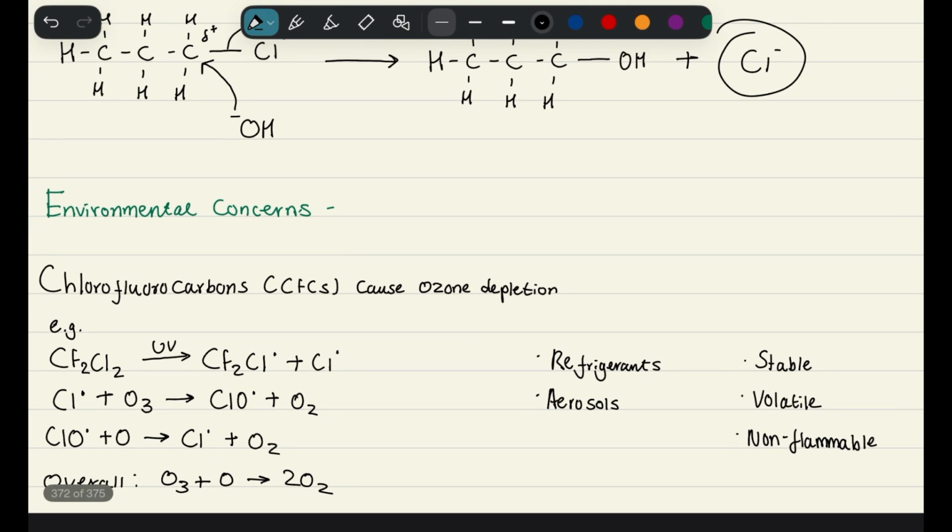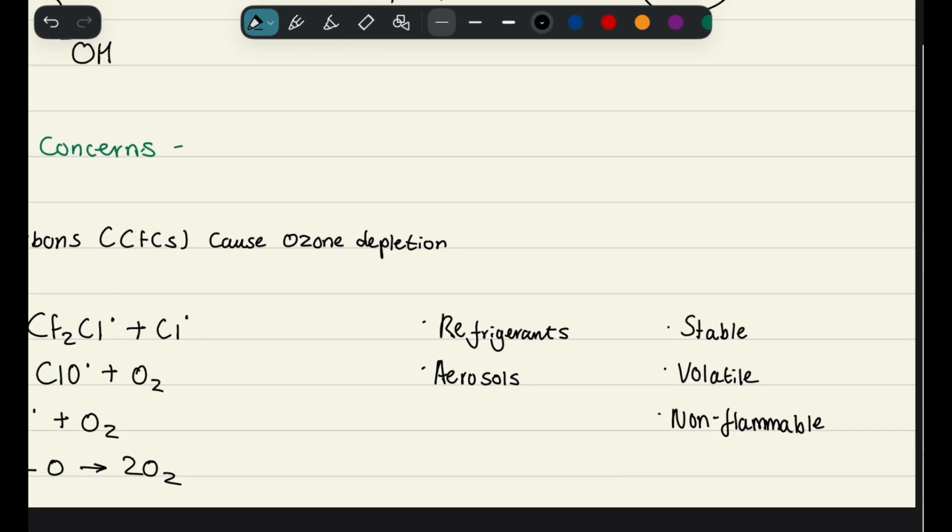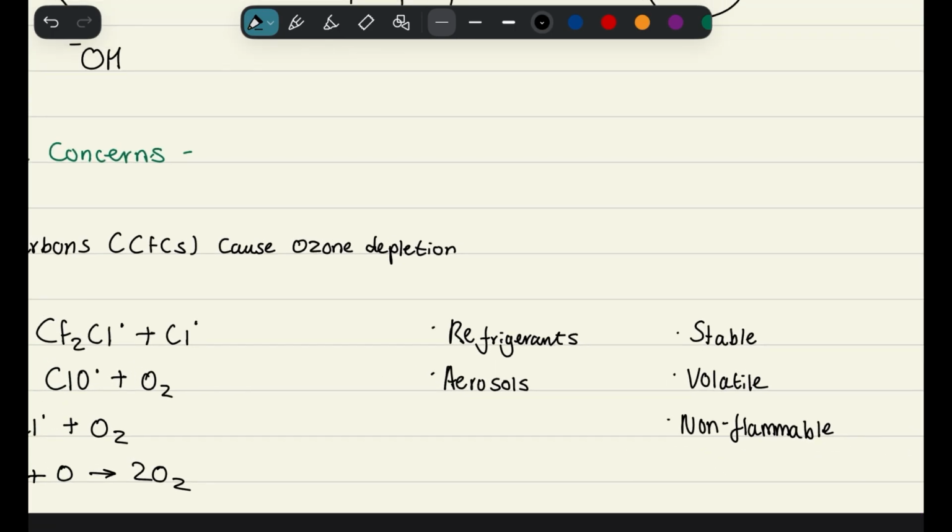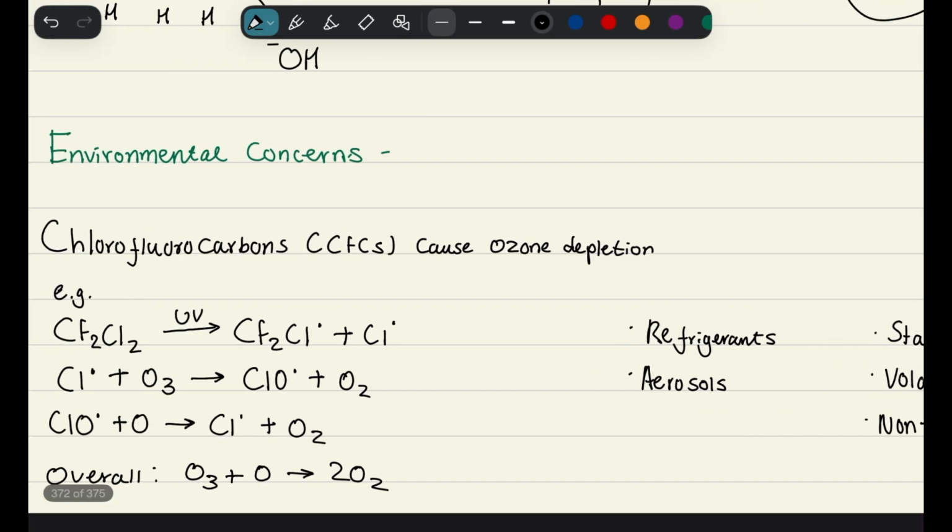Very important. Last thing is just to talk about environmental concerns. Really, nothing again too major, and to be honest not something that comes up too often, but very important to know nonetheless, is your chlorofluorocarbons. Chlorofluorocarbons cause ozone depletion. You can see here some of the uses: refrigerants, aerosols, propellants. Just stick to those and you'll get it in the exam. The reason why these are so good is because they're stable, volatile, and non-flammable. Really good properties that I just recommend you memorize.